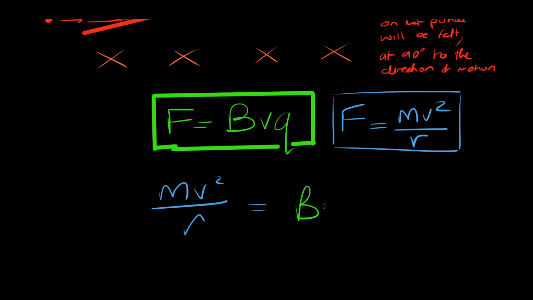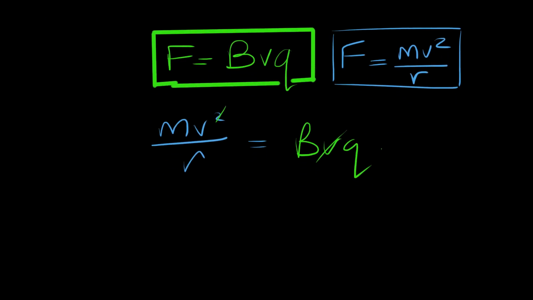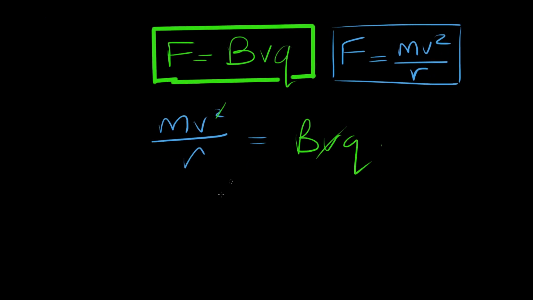BVQ. Of course, we can now rearrange this, so the V's will cancel, and you can rearrange it for r. And what you'll end up with is a very important equation: mv over BQ is equal to r. The radius of the deflection is equal to this quantity.